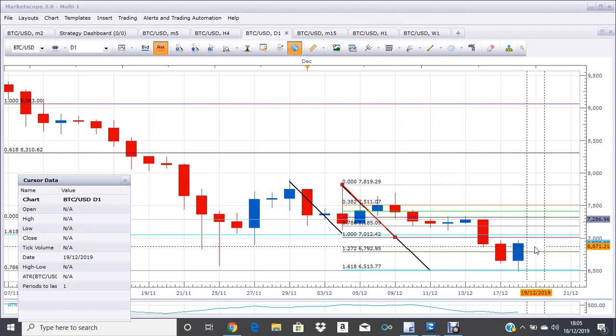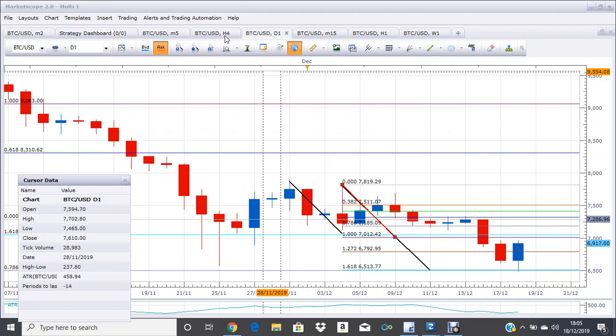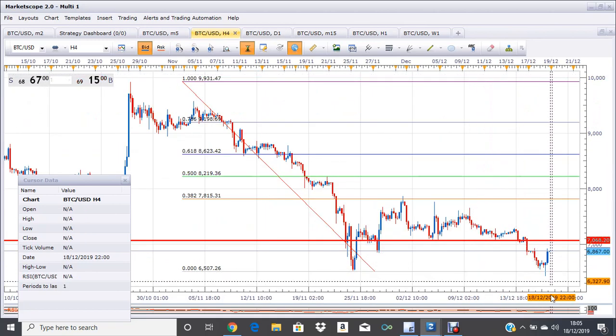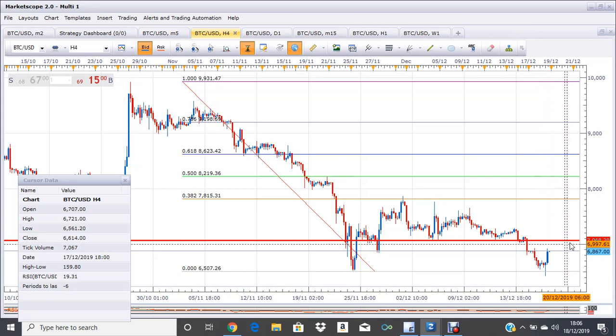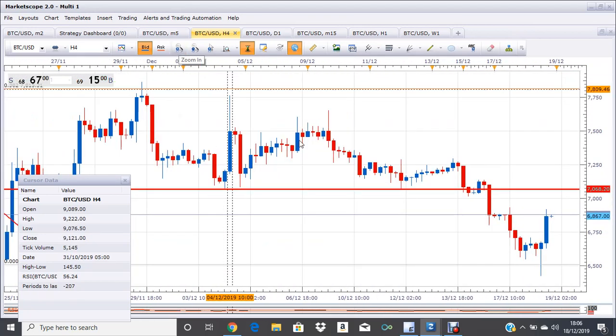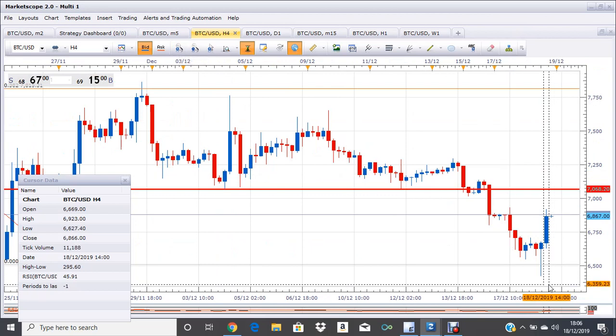Now, if you wanted to be a little bit more aggressive, you could come down to a 4-hour chart and wait for the first 4-hour candle to close above 69.73. So that one's just closed at 6 p.m. That's why I decided to record the video. I'll just zoom in a little bit on this. So I'll have to wait for the 10 p.m. candle. If the 10 p.m. candle closes above 69.73, I'll be interested in having a look at it.